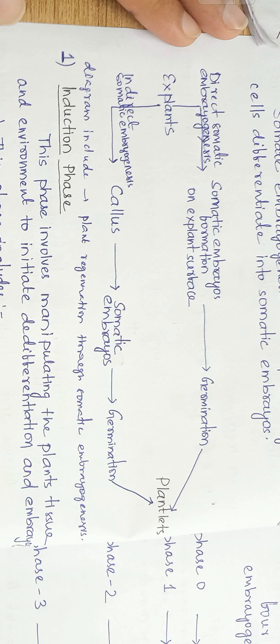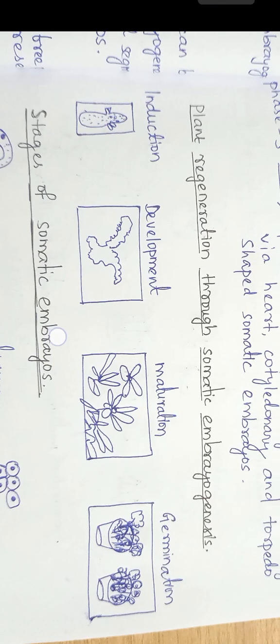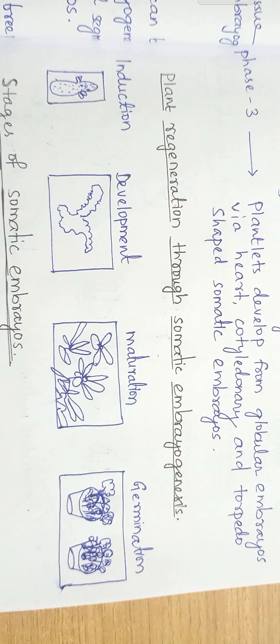In indirect, we will make it a callus. We put it in the nutrient medium to form callus. Then the callus will become a somatic embryo. Then germination, then plantlets. So it goes like this: plant regeneration through somatic embryogenesis.